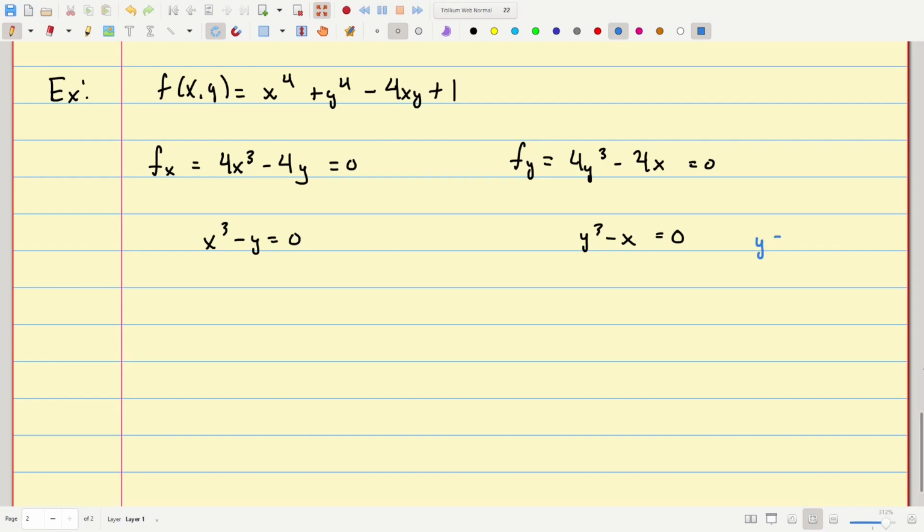I can rearrange this equation here. Or sorry, let's do this one. We can rearrange this equation, making it look like y equals x cubed. And if I do that, then over here, I end up with x cubed cubed minus x equals 0. So that's x to the 9th minus x equals 0. I factor out an x. That leaves me with x to the 8th power minus 1.